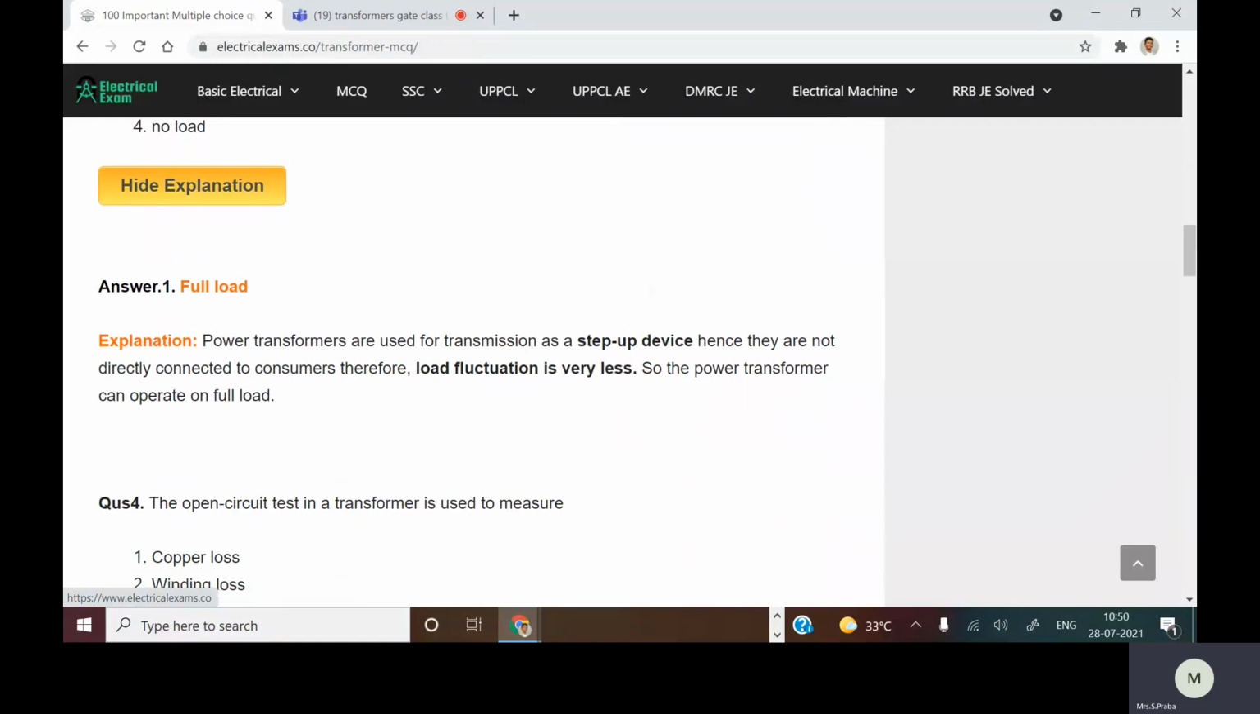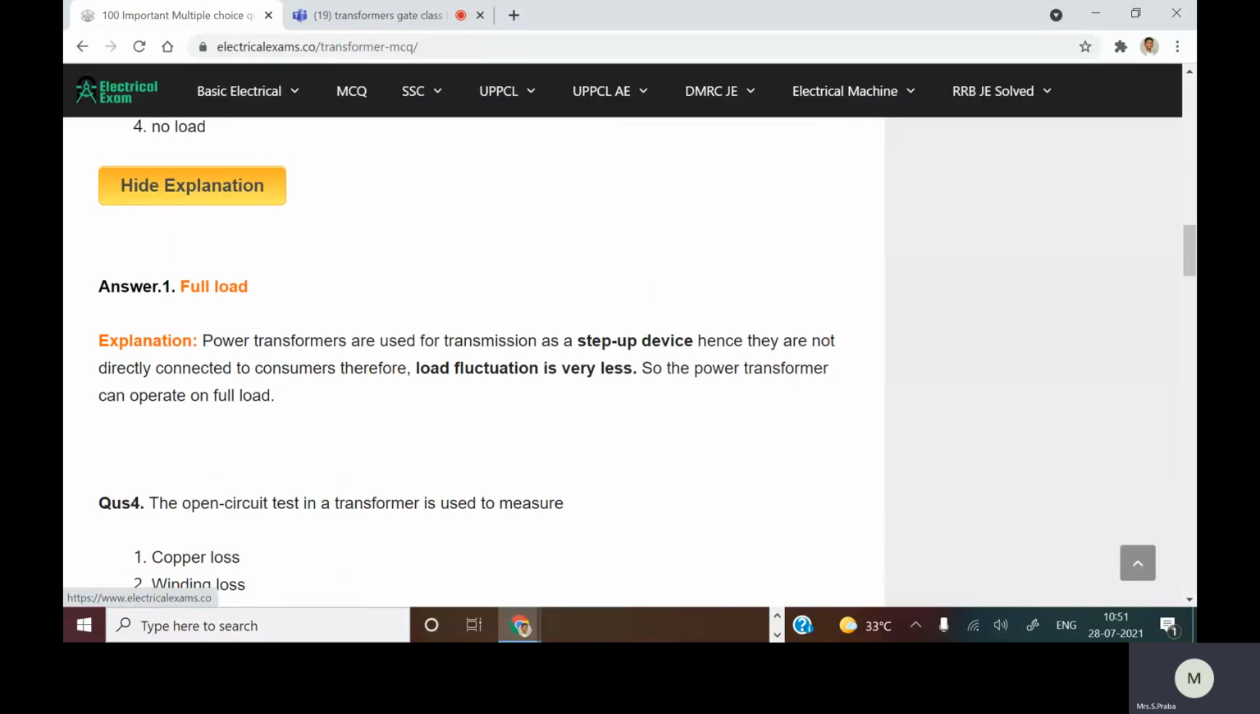Therefore, load fluctuation is very less, because once it is directly connected to the consumers, in your home you will switch on AC or fridge. Another home, they will switch on AC and mixer grinder. Another home, they will switch on a refrigerator and grinder. In this case, load fluctuations will be there, but power transformers are not directly connected to the consumers. Once it is not directly connected to the consumers, load fluctuation is very less. So the power transformer can operate at full load. So it is understood that power transformers can be designed for the efficiency at full load.